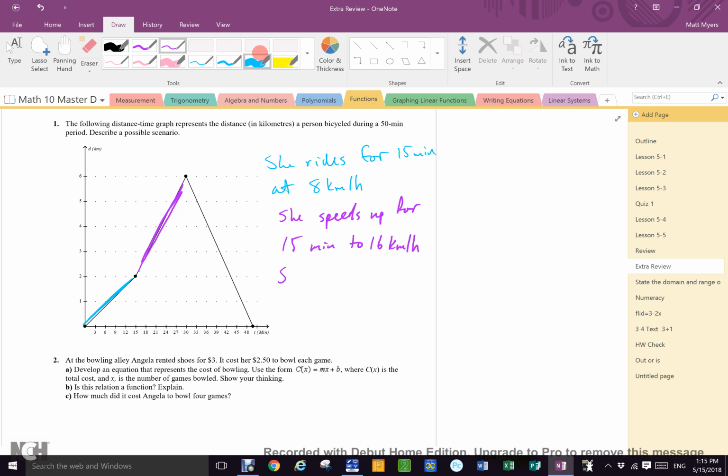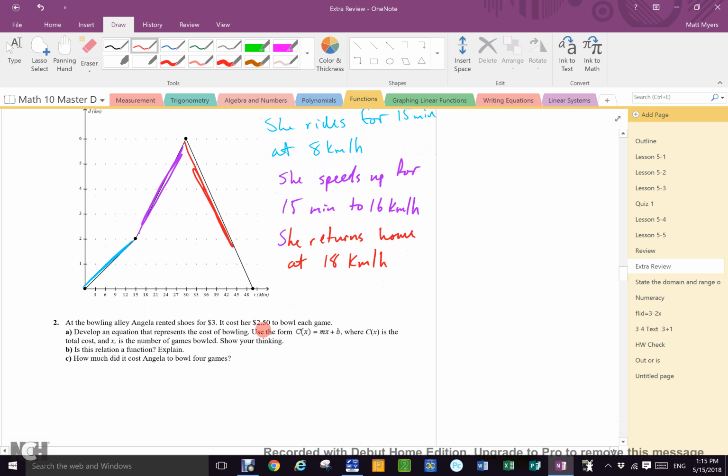And then let's get another color here, the red. She returns home at, it's 20 minutes, 6 kilometers in 20 minutes. She returns home at 18 kmh.